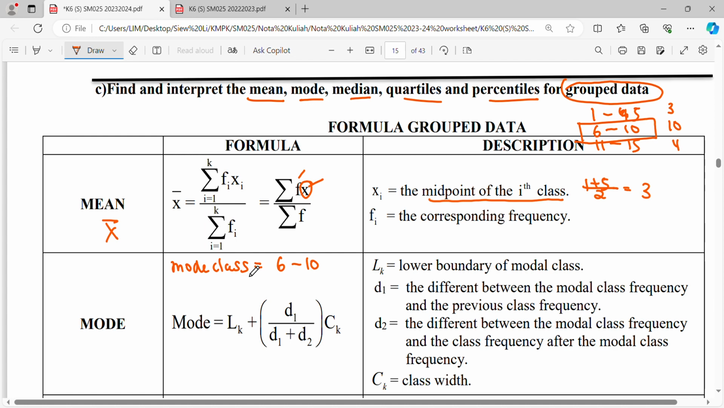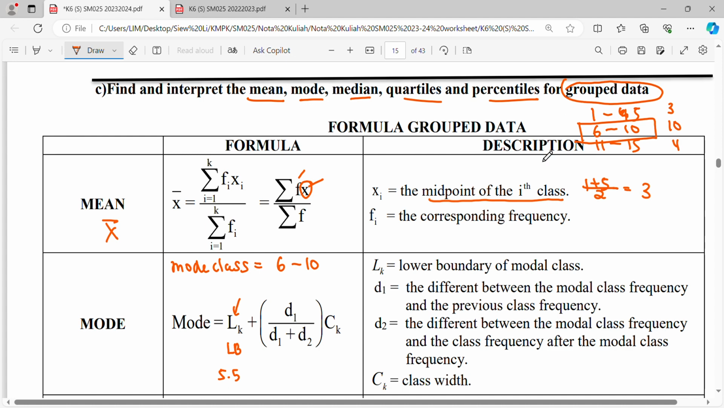Then from this position, only then we find out what is your L. L means lower boundary. So 6 and before that 5, so the lower boundary will be 5.5. Between 6 and 5, to get the boundary here, 5.5.